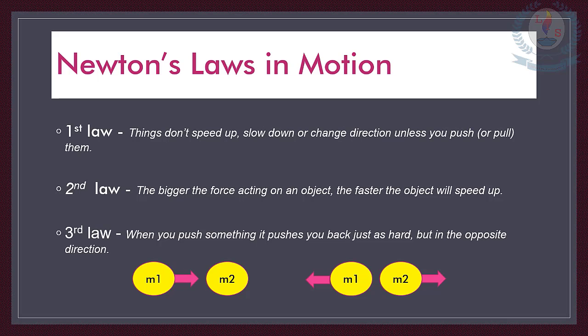So you have learned the first and the second laws of Newton in earlier chapters. Now we will look at the third law. When you push something, it pushes you back as hard, but in the opposite direction. When the M1 ball hits the M2 ball, which is not moving, what happens after the collision is that the M1 ball moves in the opposite direction and the M2 ball also starts moving. This is because of the conservation of momentum.